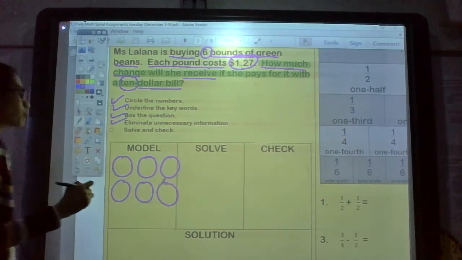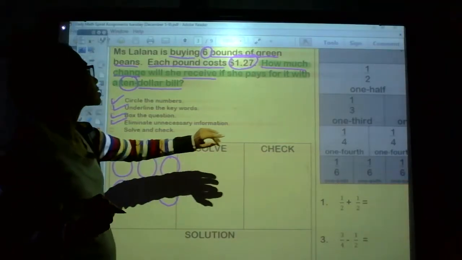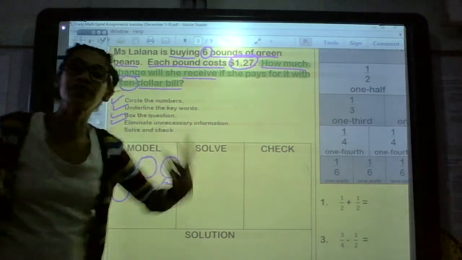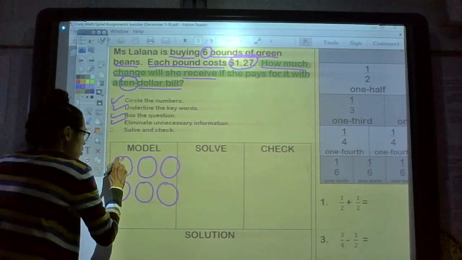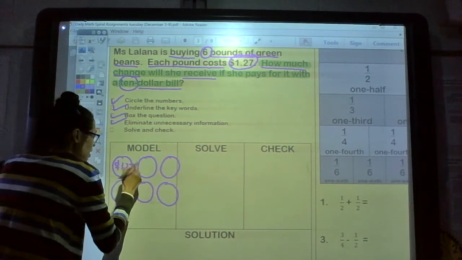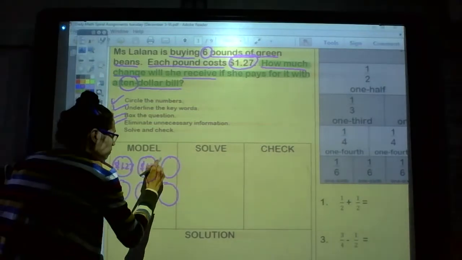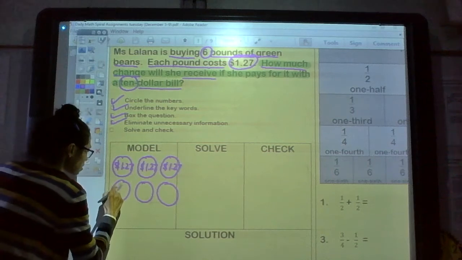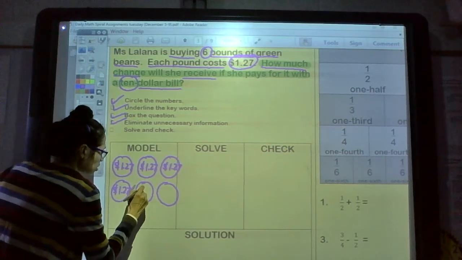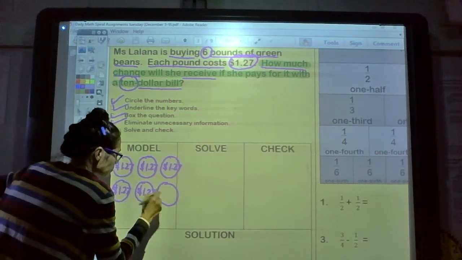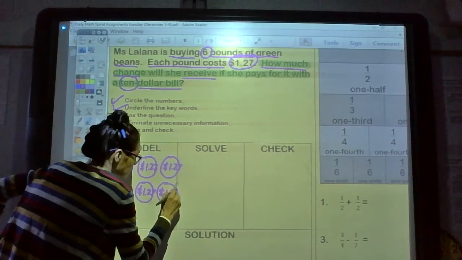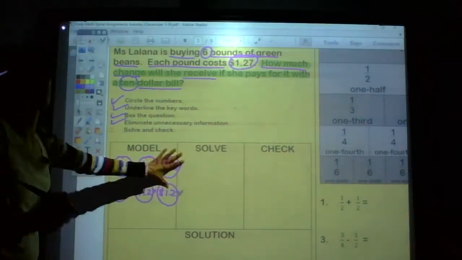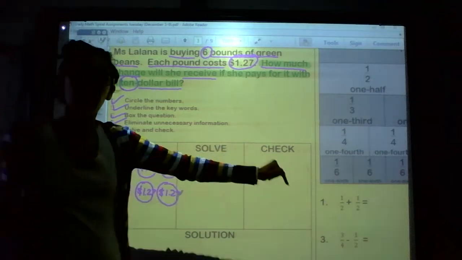So each of those is a pound. Now, each pound is what? $1.27. So I'm going to write $1.27 in each one. Do your best to squeeze it in there. So this picture will help you solve the problem, okay?